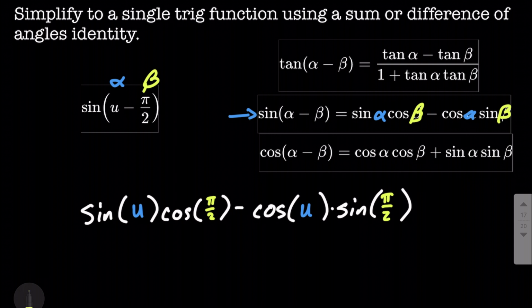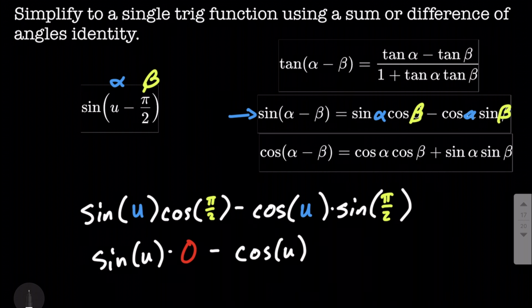From here, like I said, we can simplify down a little bit further. We can bring along our sine of u out in front, but we can evaluate cosine of pi over 2. Cosine of pi over 2 works out to be 0. So sine of u multiplied by 0 there to begin with, minus, bring down the cosine of u, and then we can evaluate the sine of pi over 2, which works out to be 1. So just filling that in for sine of pi over 2.